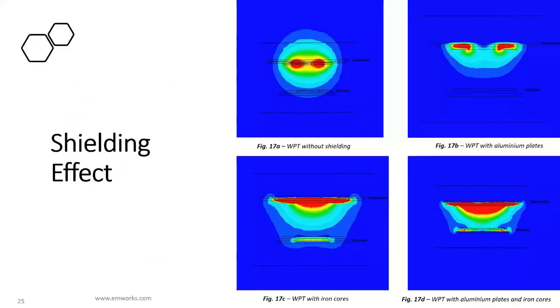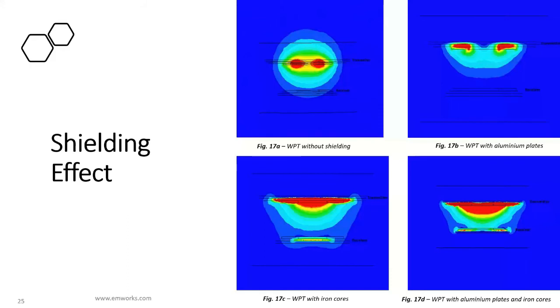Now let's investigate another factor that can affect the efficiency of the wireless power system. Shielding has an important impact on the magnetic field strength and orientation. We can see the difference in the magnetic flux plots in the four figures of this slide. The magnetic field is symmetric around the transmitter coil in the case of a wireless power transmitter without shielding. An important part of the field is leaked to the air, so the coupling is weak in this situation.